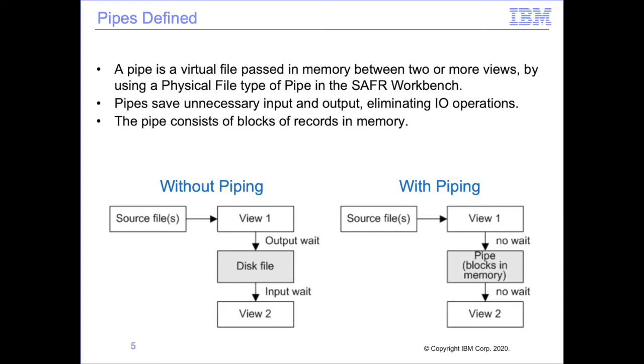This configuration would typically require two passes of SAFR, one processing view 1 and a second process for view 2. If there is a pipe placed between view 1 and view 2, then the records stay in memory, and no time is wasted, and both views are executed in a single pass. The pipe consists of blocks of records in memory.